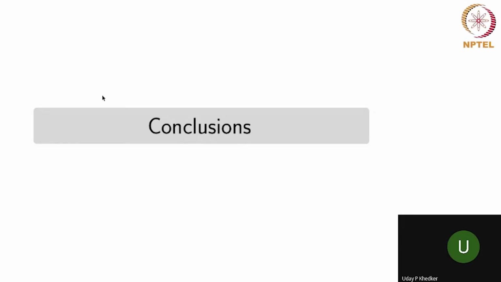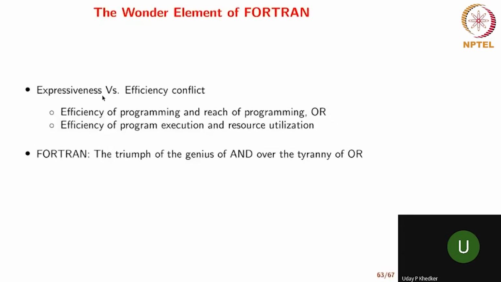Okay, so that completes my discussion of modern challenges. Let's conclude the talk. So what was the wonder element of Fortran? The wonder element of Fortran was that it managed the apparent conflict between expressiveness and efficiency. It brought in just about enough expressiveness without compromising on efficiency.